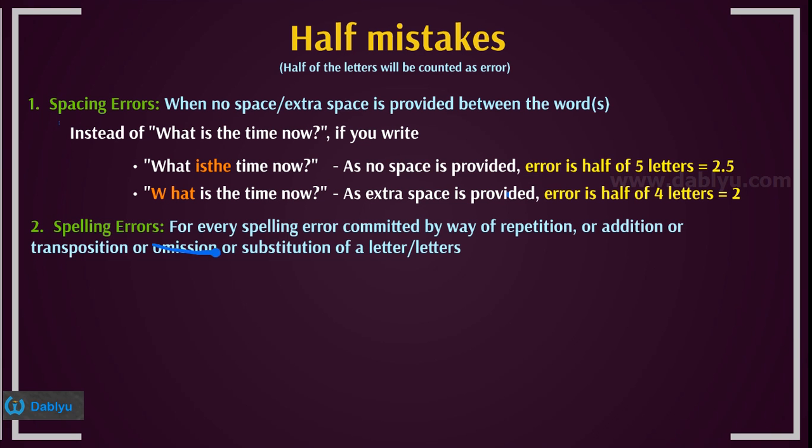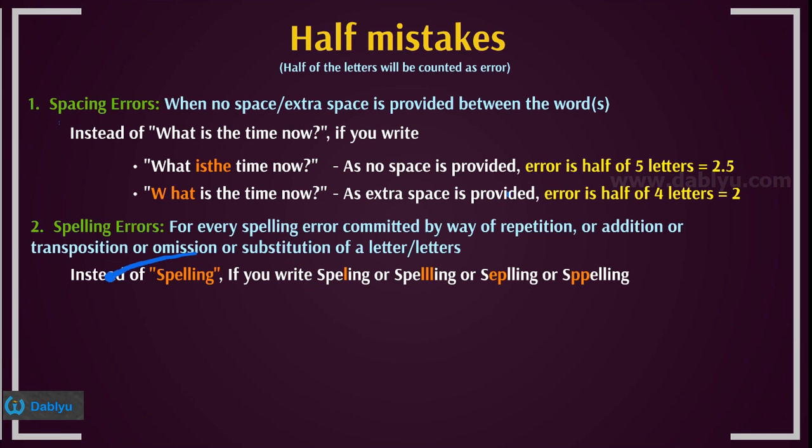Next, spelling errors. For every spelling mistake you commit in any way, it is also considered a half mistake. Like instead of "spelling", you write 1 L instead of 2 L's, or 3 L's instead of 2 L's, or you interchange letters, or you add 1 more P here. All these are spelling mistakes, right? So this will be considered as a half error. The total number of letters in "spelling" is 8.